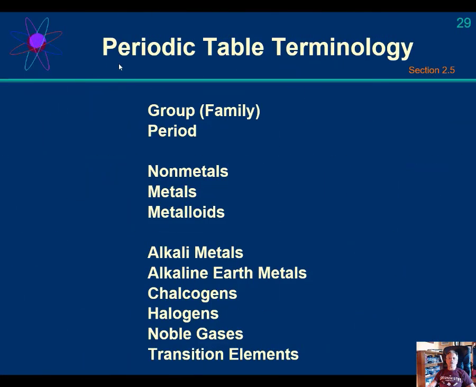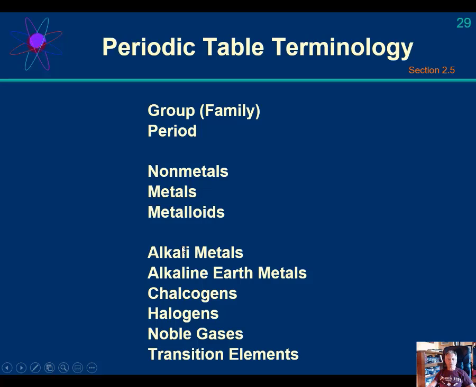All right, let's take a look at the periodic table of the elements and its terminology. First thing we want to look at are groups or families of elements. Those are the vertical columns that you see on the periodic table. Periods, we're going to examine nonmetals, metals, metalloids, which are three broad categories of elements.